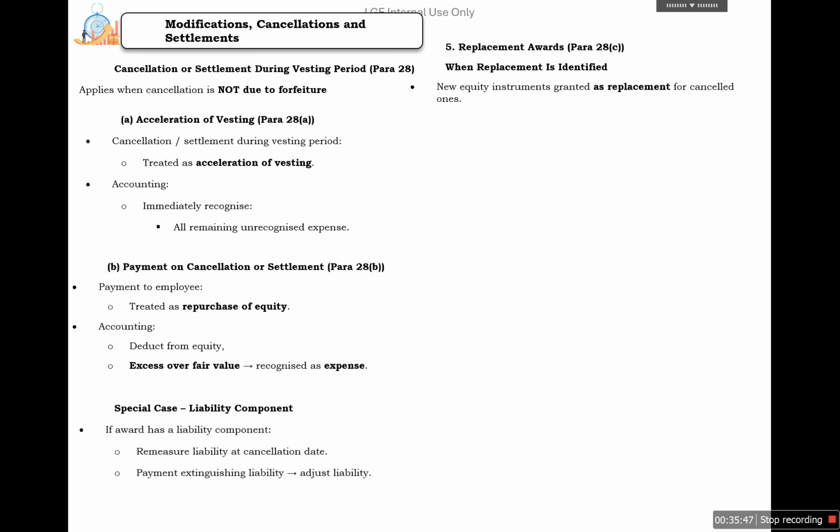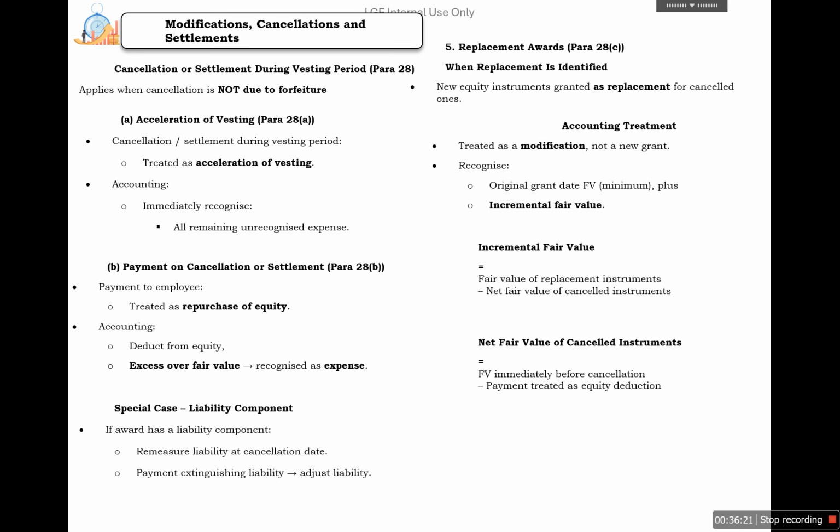In case of replacement of the award, when the replacement is identified, a new equity instrument is granted as replacement for the cancelled one. In this case, we need to treat it as a modification, not a new grant. We need to recognize the original grant value as a minimum, as we have discussed in the previous slide, and we need to book the incremental fair value. What is incremental fair value? It is the fair value of the replacement instrument minus the fair value of the cancelled instrument.